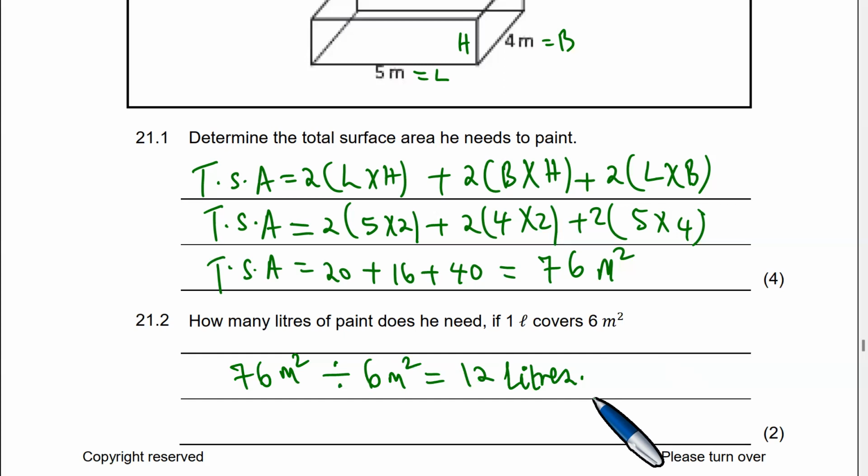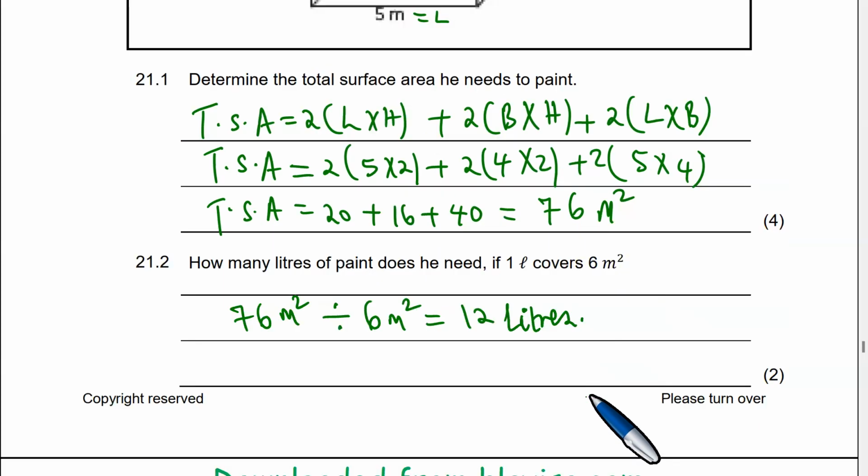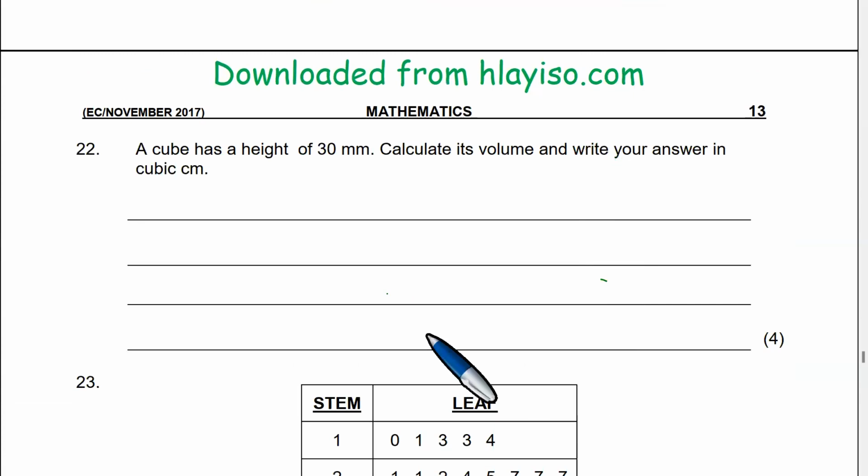Right, so we continue with this analysis and we look at more questions. A cube has a height of 30 millimeters. Calculate its volume and write your answer in cubic centimeters. What do you think the answer is to this one? So volume. Okay.